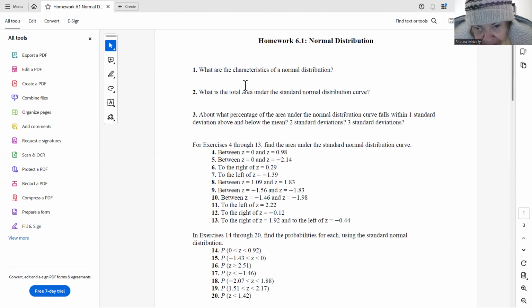What are the characteristics of a normal distribution? What is the total area under the standard normal curve? And about what percentage of the area under the normal distribution curve falls within 1, 2, and 3 standard deviations above and below the mean?